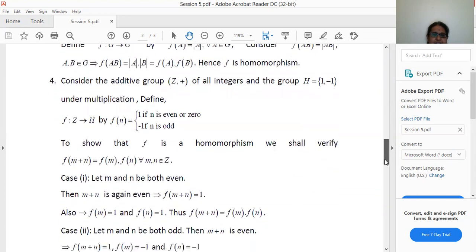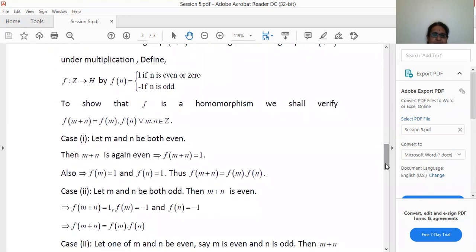Now case 1: let m and n be both even. Here we have taken two integers m and n, both even. From the definition, f(n) will be 1 if n is even. So since m is even, f(m) is 1. Since n is even, f(n) is also 1. Now m and n both even means the sum of two evens will be again even. So m + n will be again even. Therefore f(m + n) is 1.